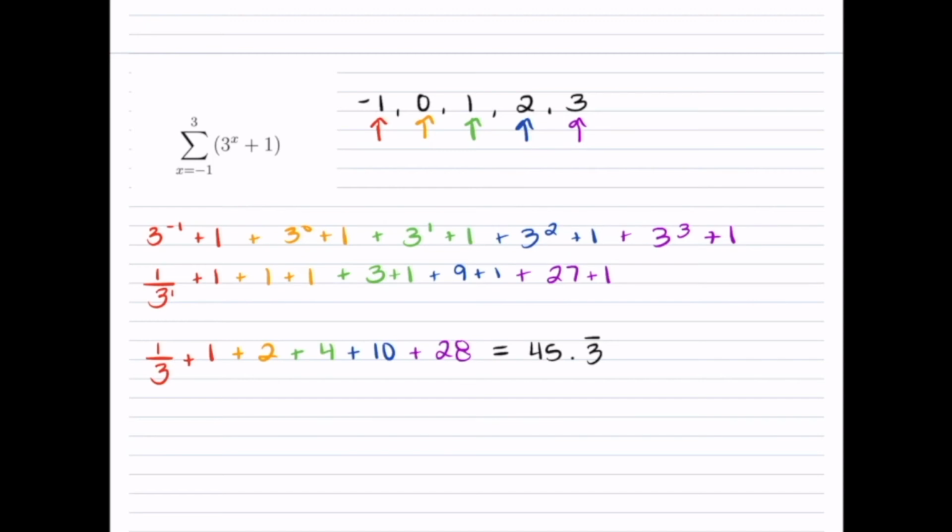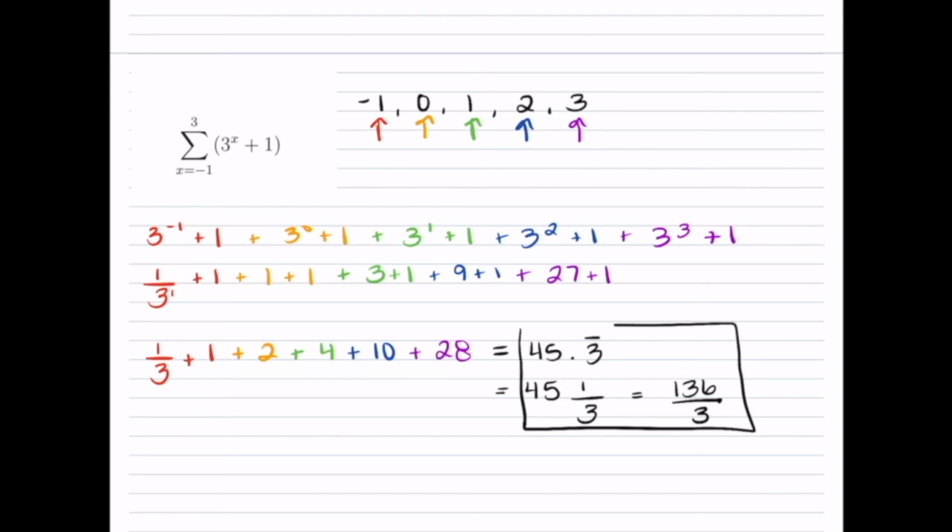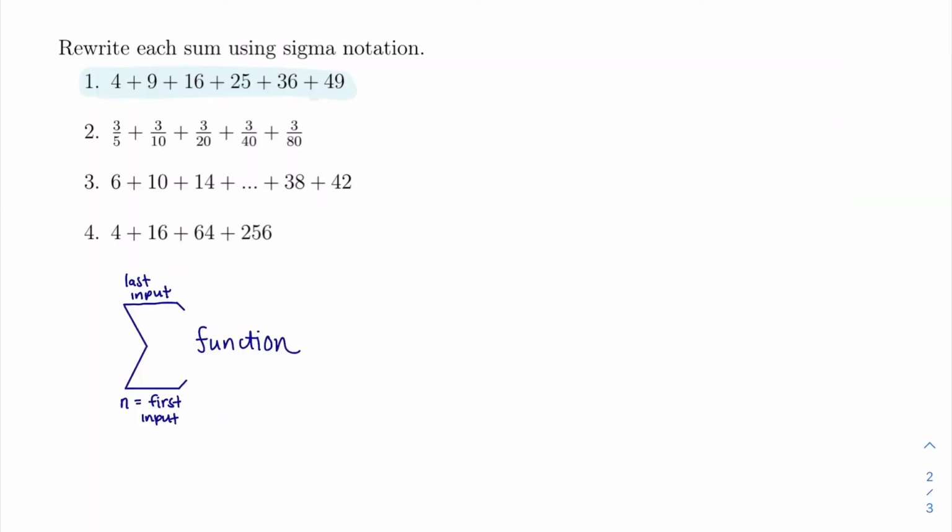0.3 repeating, we know just means 1/3. So 45 and 1/3, if you wanted an improper fraction, this would come out to 136/3. So, whatever form, that is the correct answer.